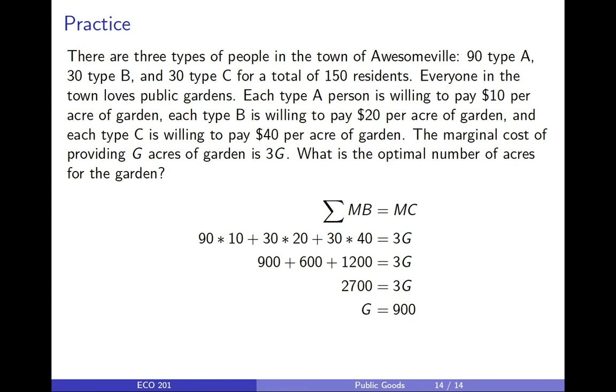Like I mentioned, this question is a little tricky. We now have 3 types of residents. We need to make sure we add up the marginal benefits for all 3 types. We have 90 type A who will pay $10 per acre, 30 type B who will pay $20 per acre, and 30 type C who will pay $40 per acre. Our total marginal benefit is therefore $2,700, and by setting this equal to our marginal cost of 3G, our optimal size of the garden is 900 acres.